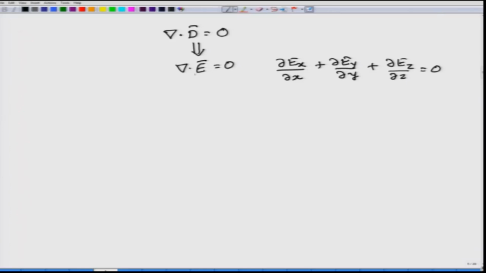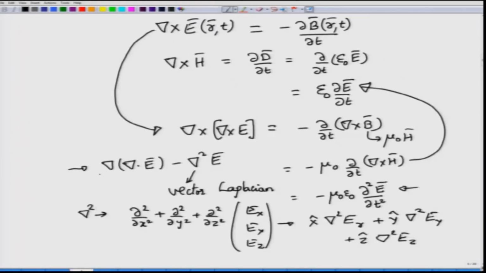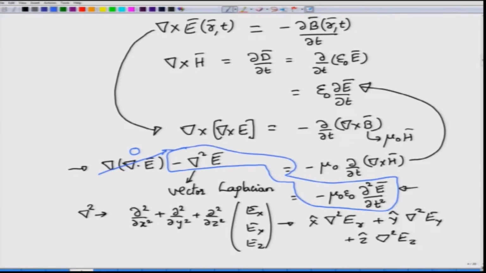Okay. Now that we have made del dot E equal to 0, the gradient of del dot E naturally will also be equal to 0. Now we have an equation, right. So, now we go back to this expression. Since we know that del of del dot E is equal to 0, let me substitute a 0 here. So, what I have is this one: minus del square E is equal to minus mu naught epsilon naught times del square E by del t square.